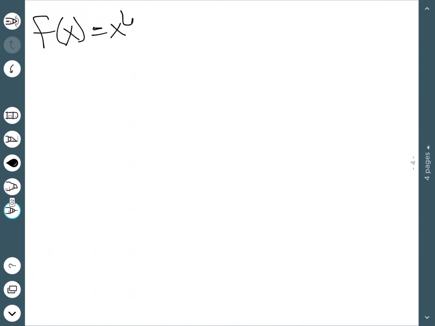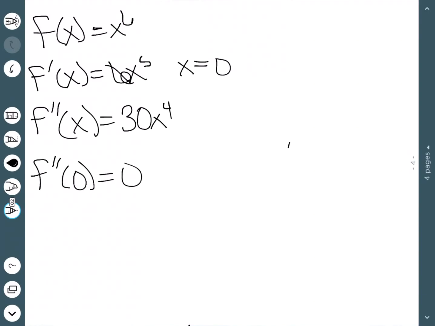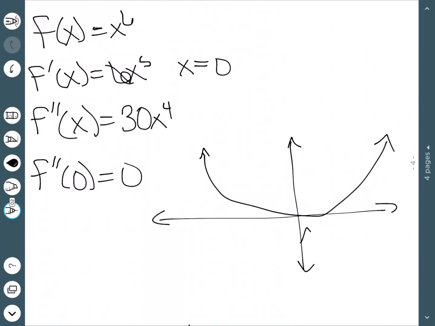f of x equal to x to the sixth. If I take the first derivative, I get 6x to the fifth. So x is equal to 0 whenever this is equal to 0. My second derivative is then 30x to the fourth. And the second derivative at 0 is once again 0. However, this time, my graph looks more like this. This time, it's a minimum. So whenever my second derivative is equal to 0, I'm going to have to use different methods to figure this out because, as I can see, it could be a maximum or a minimum.